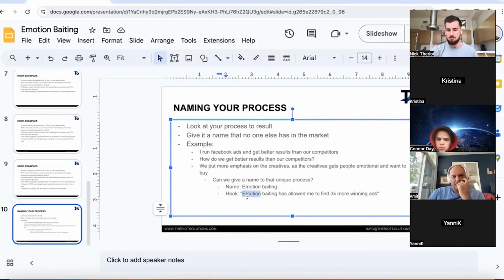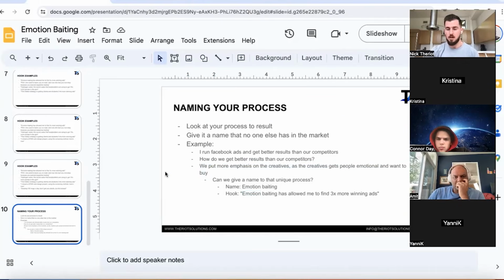Then all I do is call up that process name, and then I call out what people want, which is more winning ads in their business. So emotion baiting has allowed me to 3x my winning ads. I could also swap out other things, like 3 times more winning ads is super solution aware, for people who are looking for more winning ads.